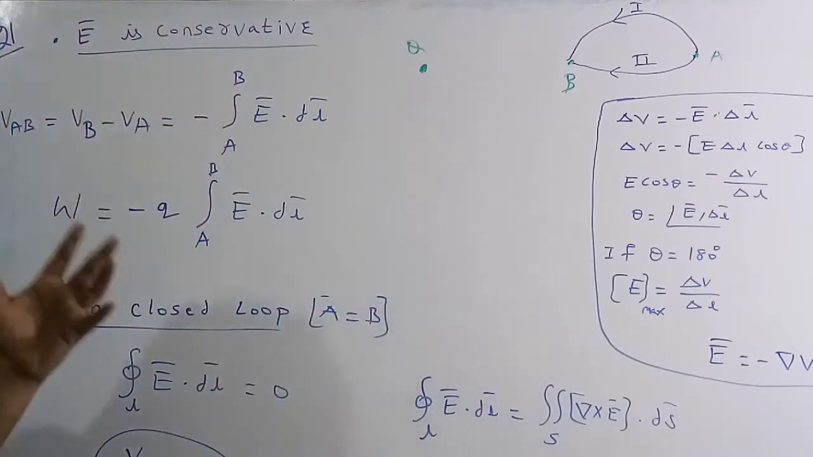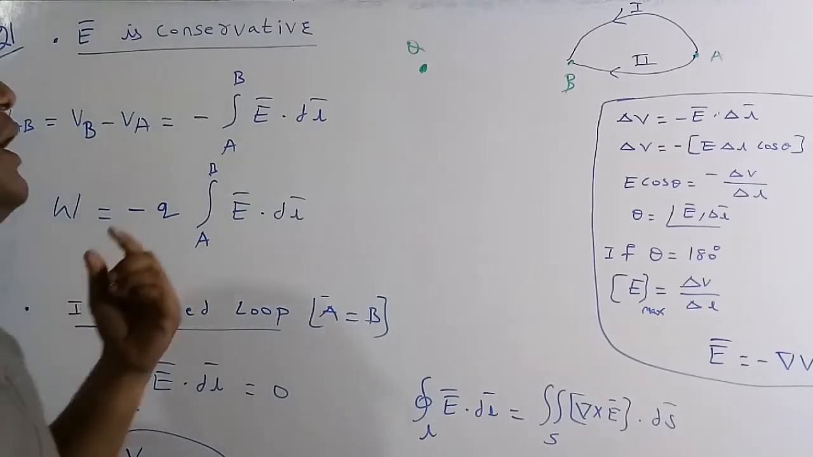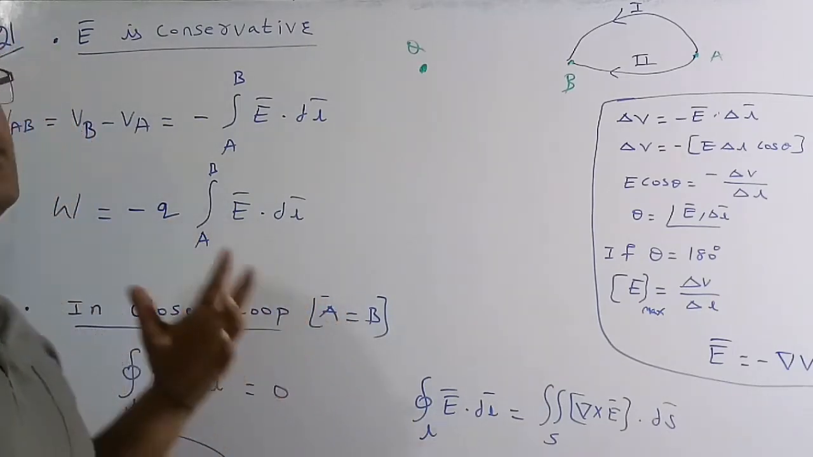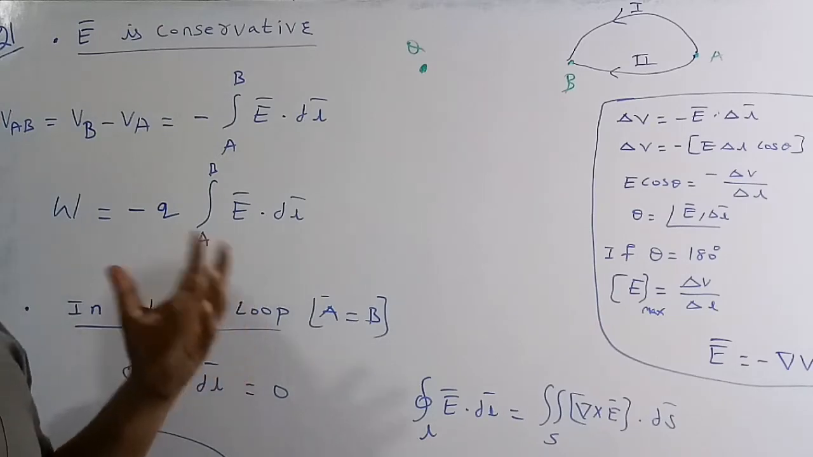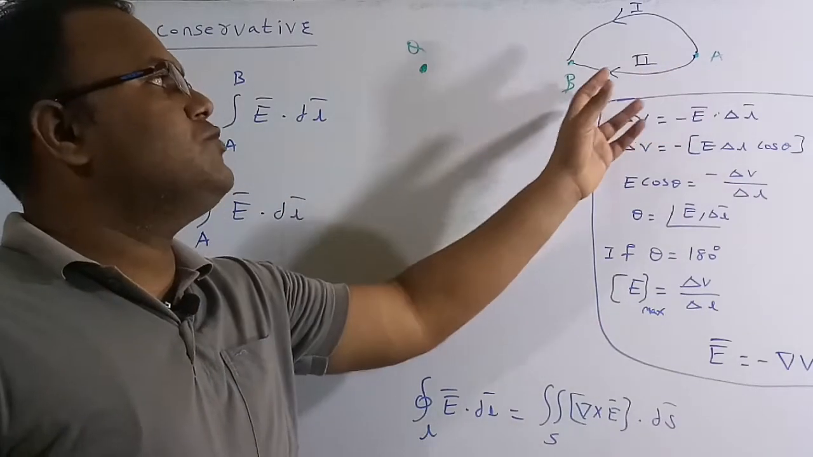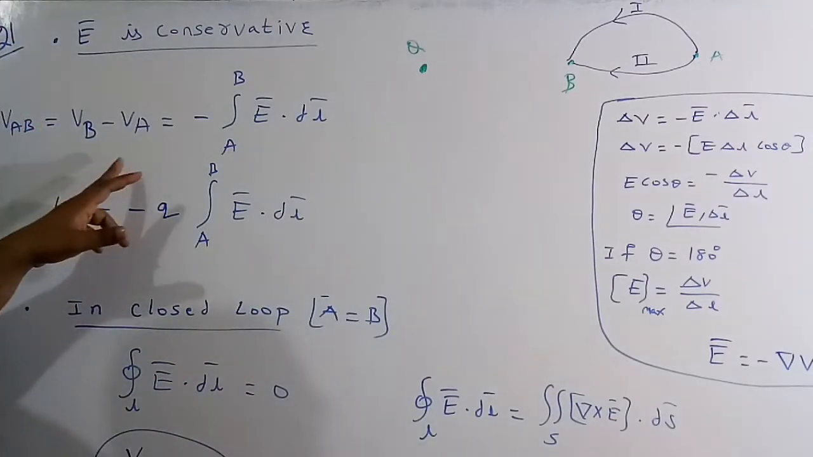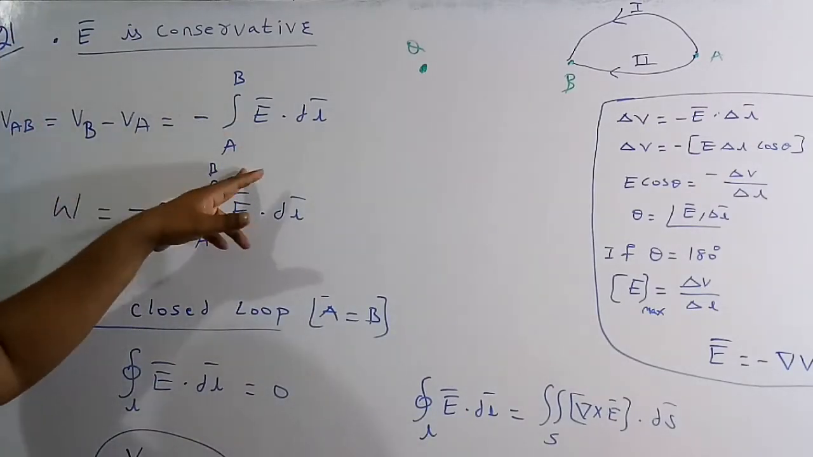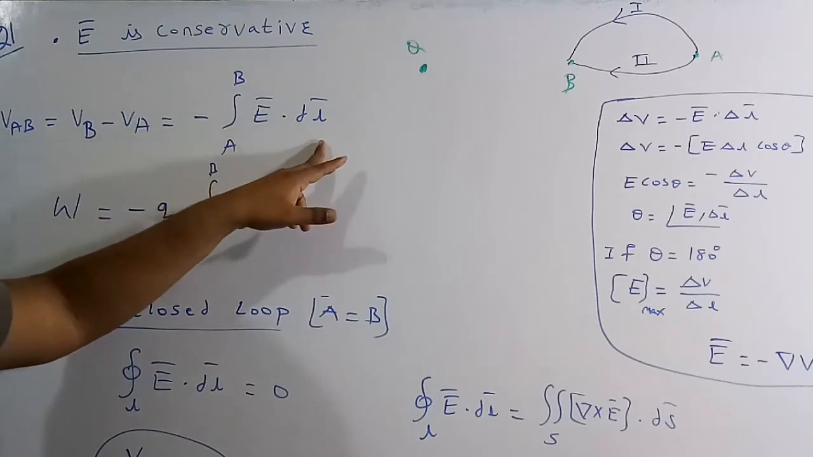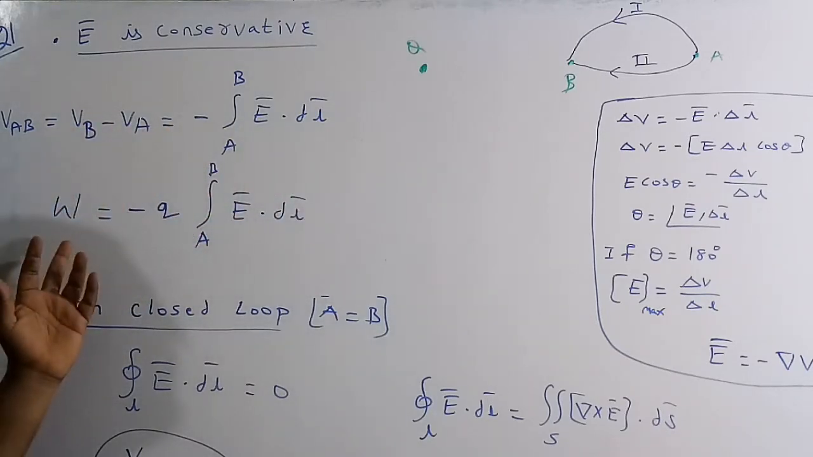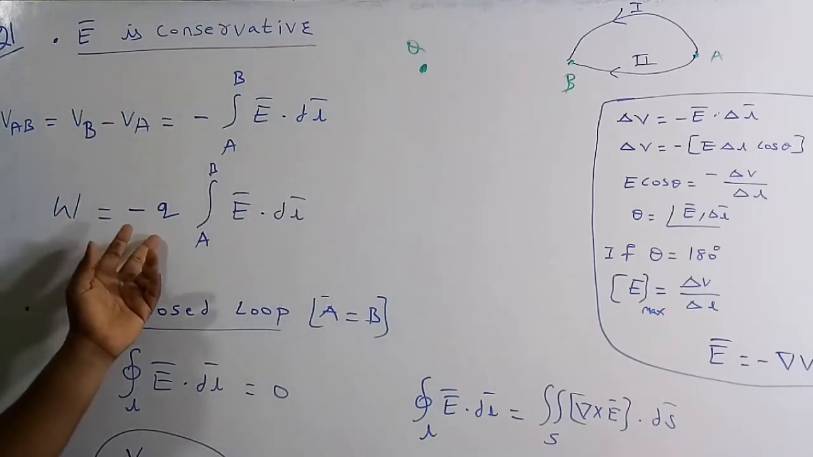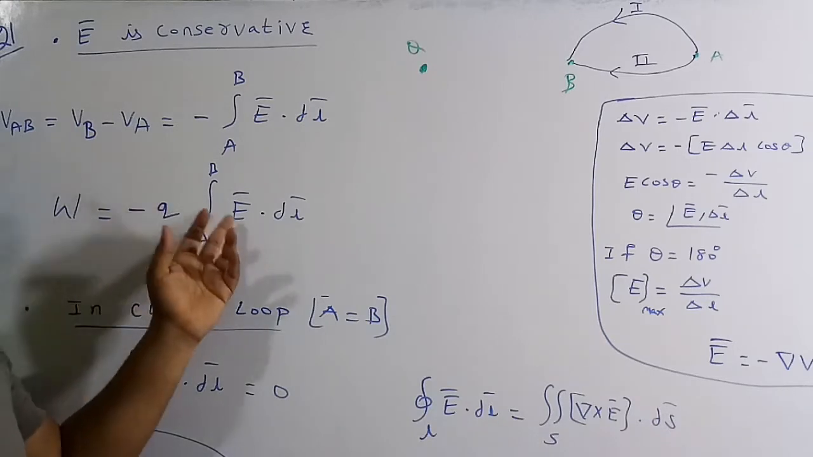Now let me tell you two important formulas for the potential difference and the amount of work done if you want to bring a charge from point A to point B in the field of a source charge Q. VAB is equal to VB minus VA, which is equal to minus the integral from A to B of E bar dot dL bar. This is the voltage difference formula. The amount of work done is equal to minus Q times the integral from A to B of E bar dot dL bar.